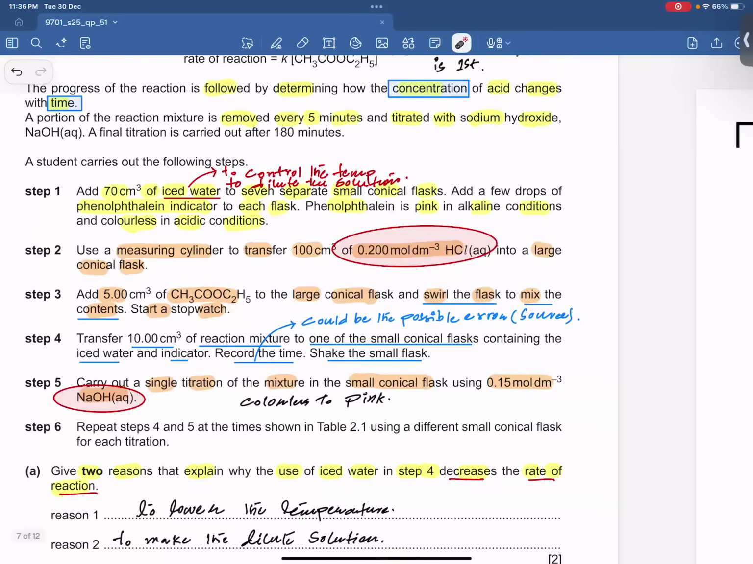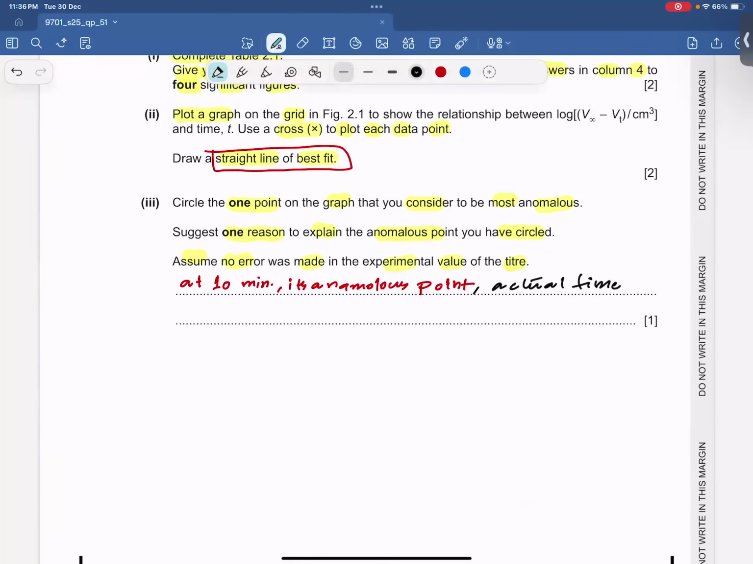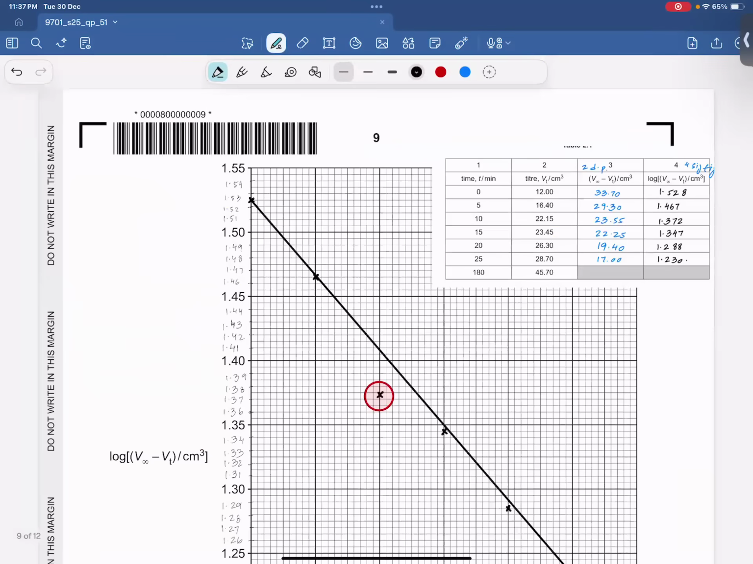Okay, let me write it down. Hold on. Actual time of the sample removed in step 4 was higher than the recorded time. Okay, that is what I am telling you, that this should have been higher than the recorded time, it should have been here. Okay.